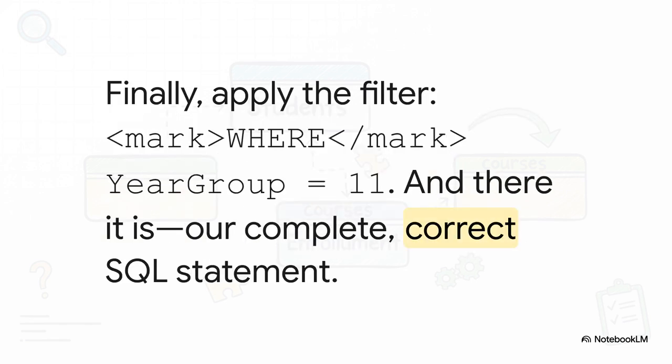Easy. And here's the final piece of our puzzle, the filter. We use the where keyword to set our condition. We only want rows where year group equals 11. And just like that, boom, we have our complete, totally correct SQL statement. You have to remember this select from where structure. It is the absolute foundation of pretty much every database query you'll ever write.